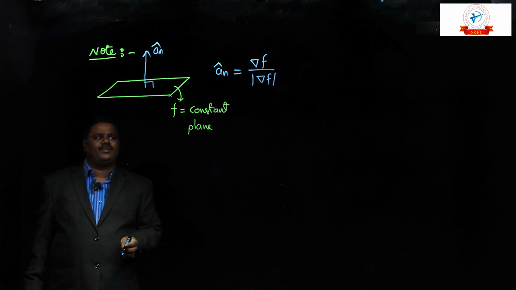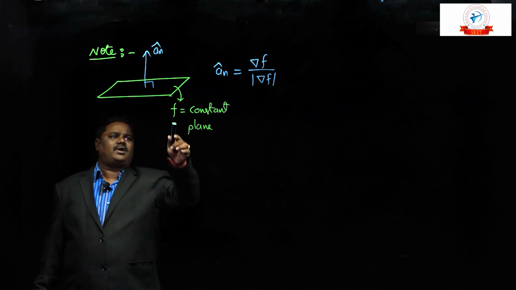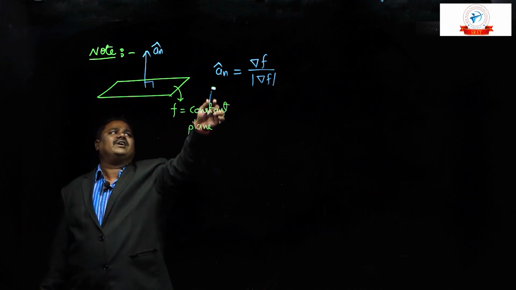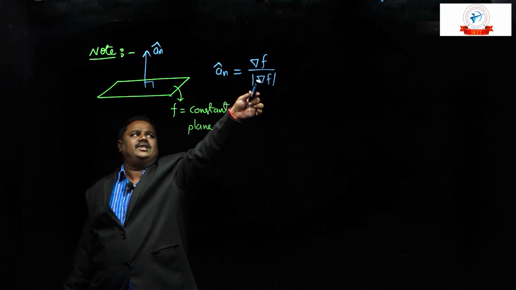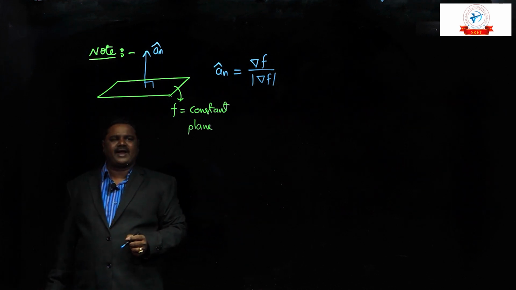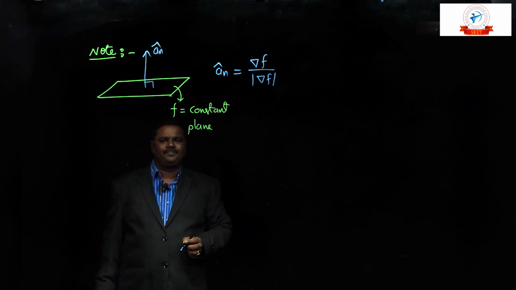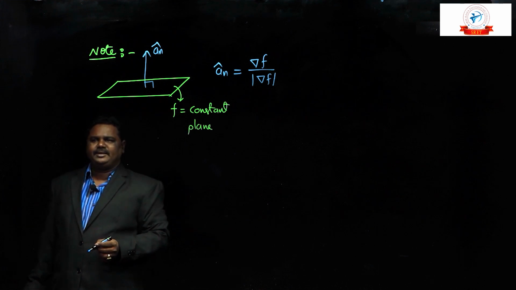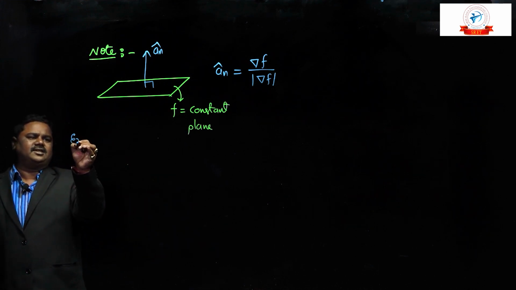This is a very important point. This is the way that for all f equal to constant planes, we can find the direction of the plane with the application of the gradient operation, that is, gradient f by magnitude of gradient f. Let me explain with an example. I will consider an example.